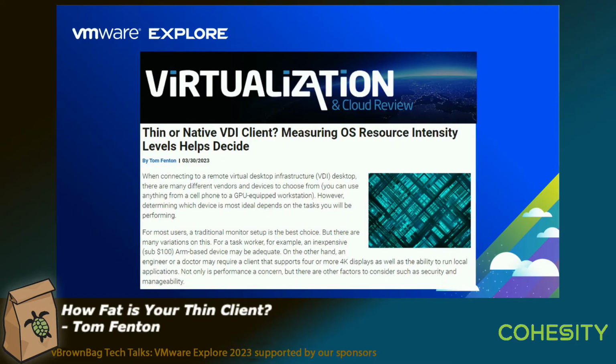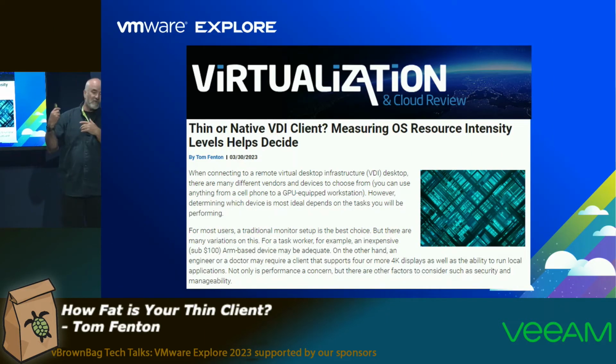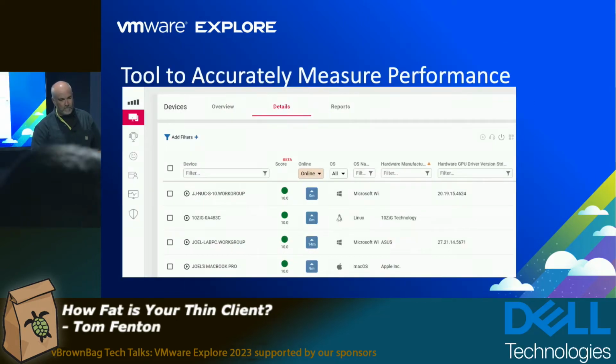So for Virtualization and Cloud Review, I actually went through and wrote an article on it. And this presentation is based on that. That said, I'm going to write another one on it a little bit later because of some interesting things I found in the last bit.